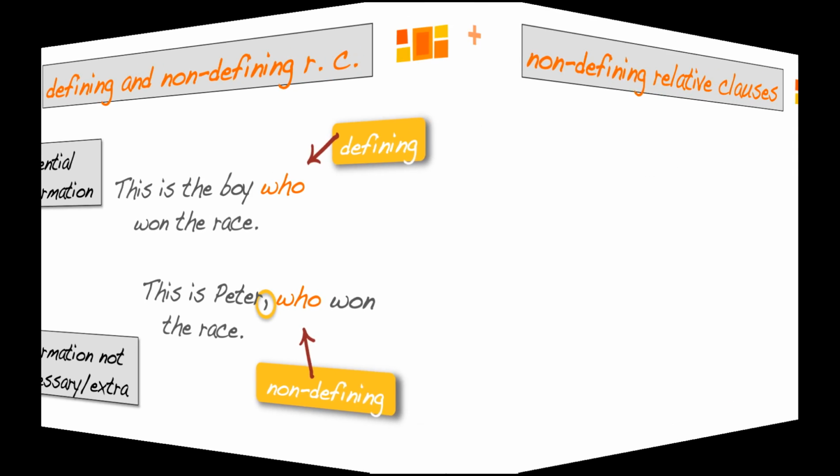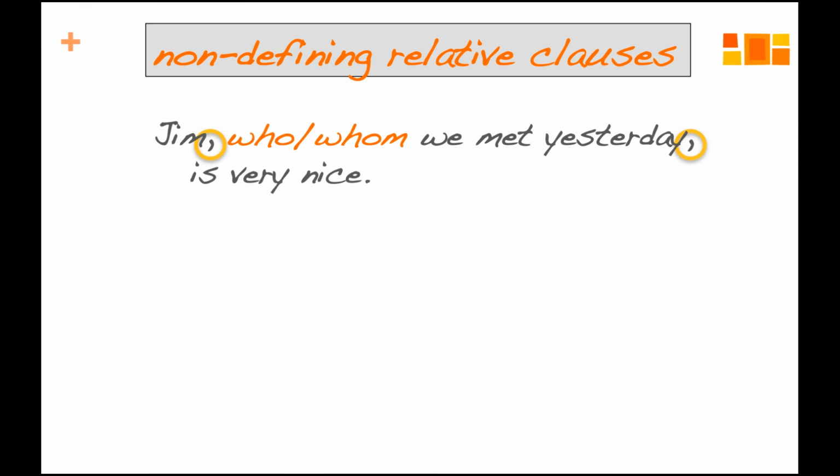Let's continue with a couple of examples, of course. Jim, who we met yesterday, is very nice. Now, first of all, you got your commas here. And the moment you say Jim, the identity is clear, so we have a non-defining relative clause.